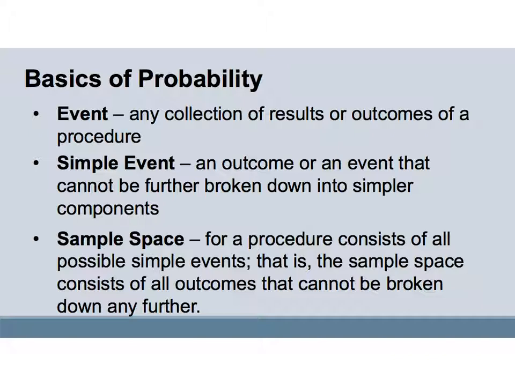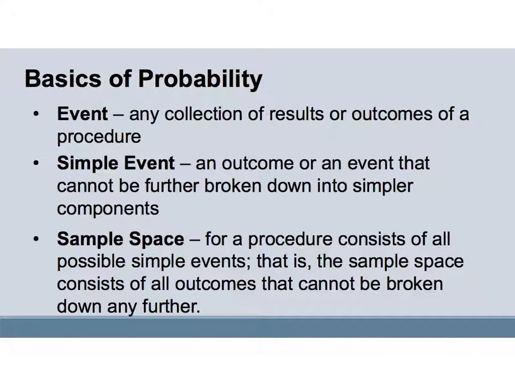So probability is new, so we have some new verbiage. You don't have to memorize this, but you have to know it for when they use it in the problems and directions and such. So an event is any collection of results or outcomes of a procedure. A simple event is an outcome or an event that cannot be broken down into simpler components. And sample space for a procedure consists of all possible simple events. That is, the sample space consists of all outcomes that cannot be broken down any further.